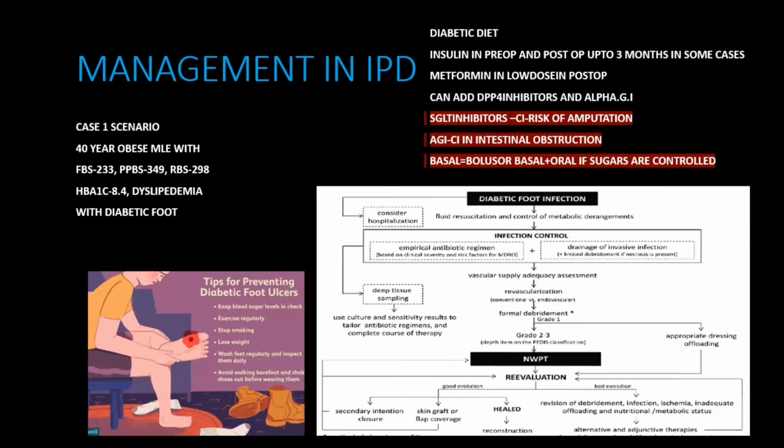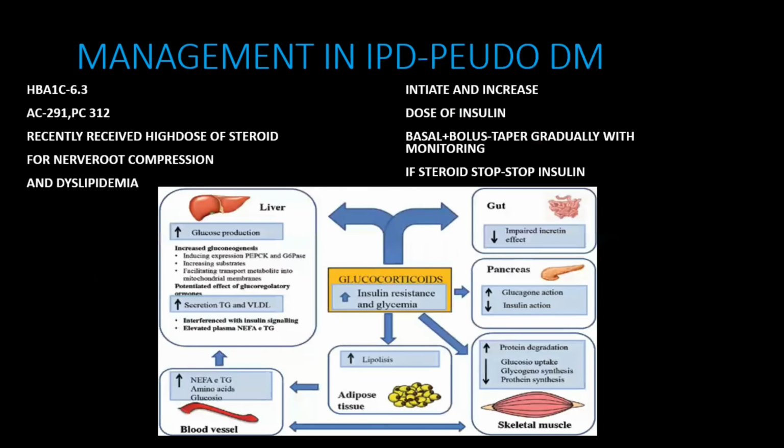So in case of diabetic foot infection, infection control is by empirical antibiotic and drainage of invasive infection, limited debridement if necrosis is present, and vascular supply adequacy assessment, revascularization should be there, and formal debridement, and culture sensitivity of deep tissue sampling should be done, and antibiotic will start after culture sensitivity. Appropriate antibiotics are given, and if it is healing well, we can close it by secondary intention or graft or reconstruction.